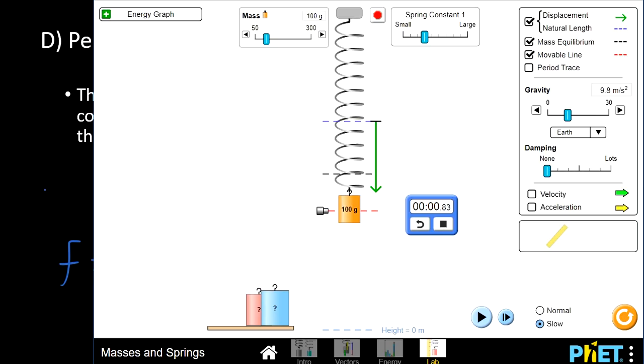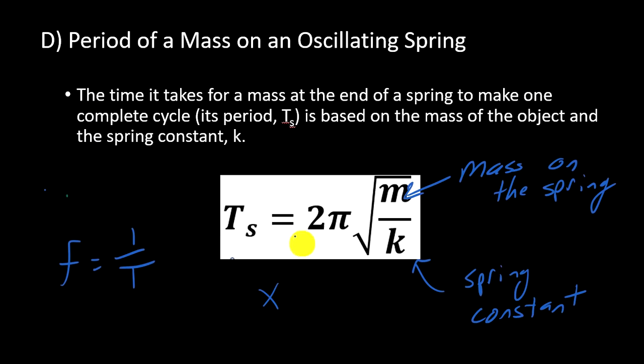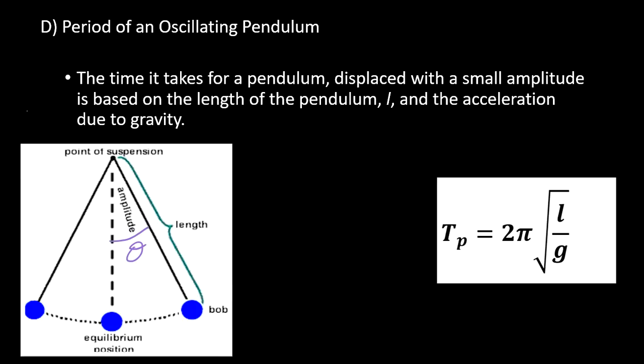You could maybe rationalize this because if you're pulling it back more, there's more force, therefore more acceleration, makes it speed up. It kind of makes up for the fact that it has a larger distance to travel. But the period for a mass on a spring does not depend on how far it's stretched or compressed. Okay, we're almost done.